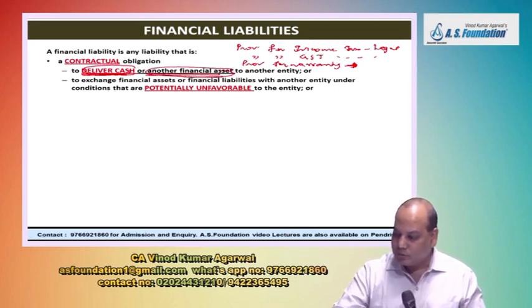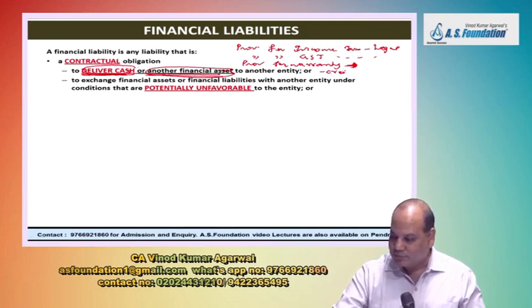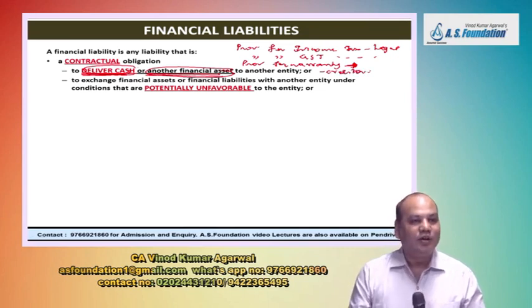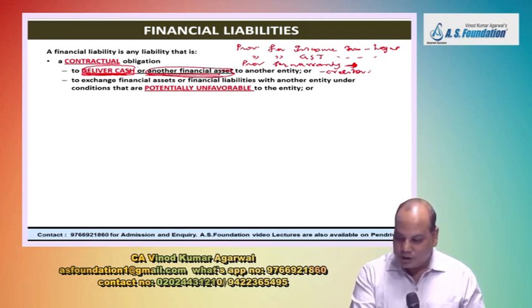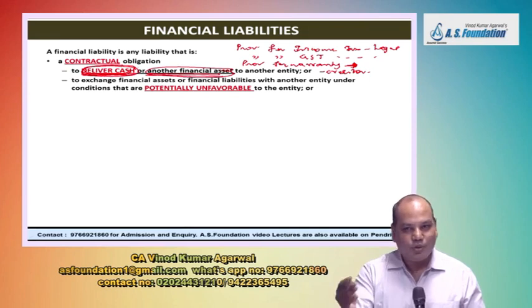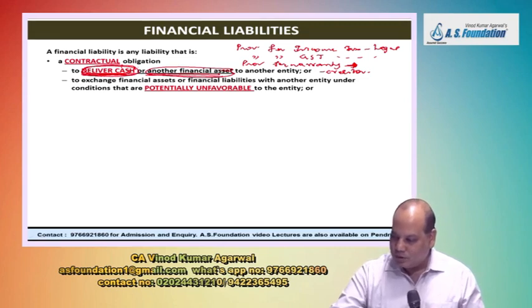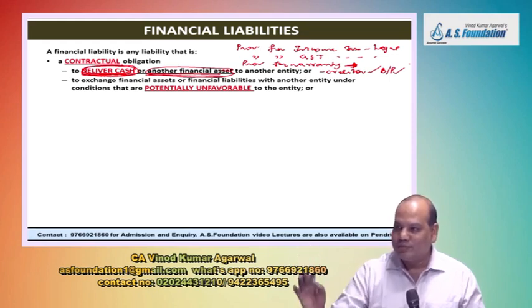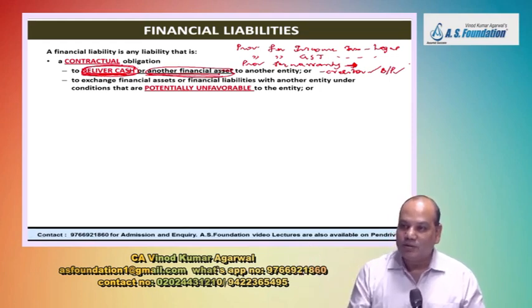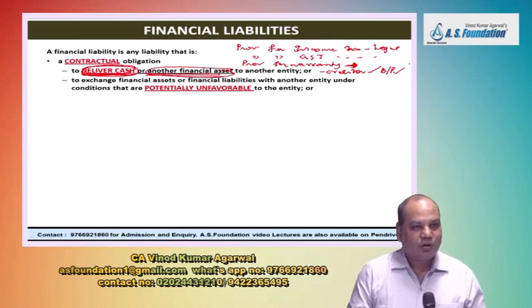Okay. But suppose there is a creditor. Is a creditor a financial liability? Yes. There is a contractual obligation to pay cash. You give me the goods, I will pay you the cash. Bills payable. Yes. Loan taken. Yes. Obligation to pay interest and principal. Debenture issued. Yes. There is an obligation to pay interest and principal.